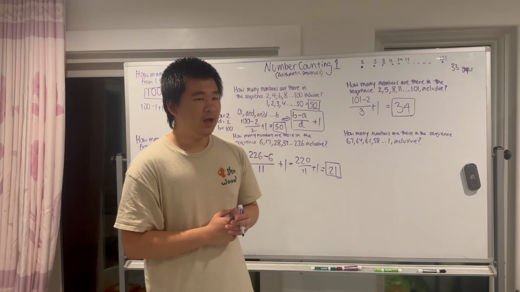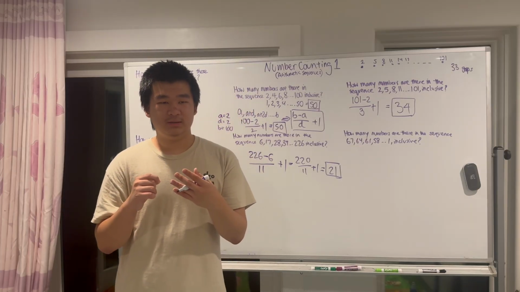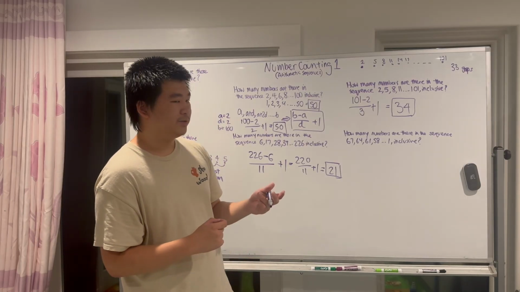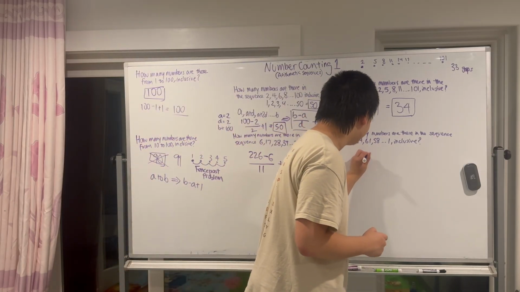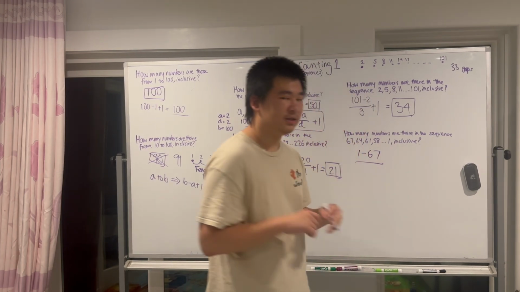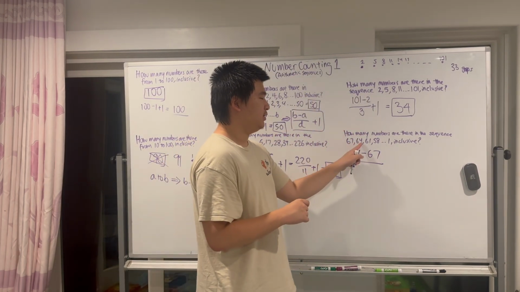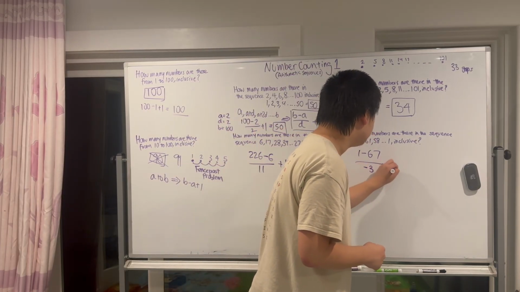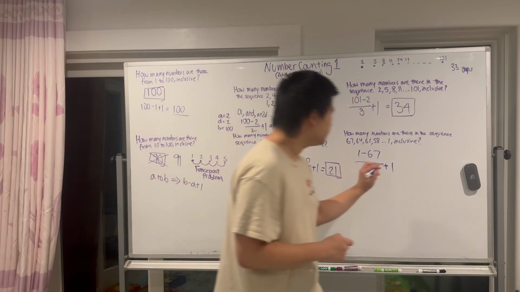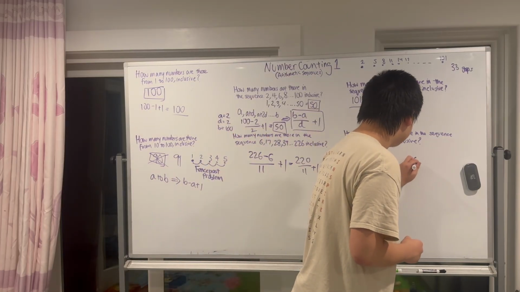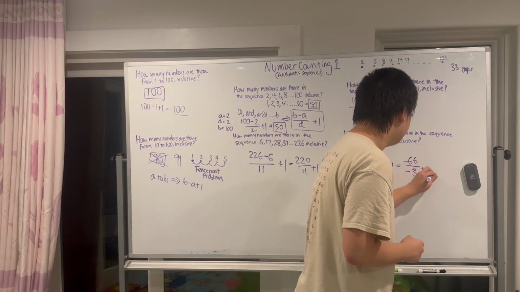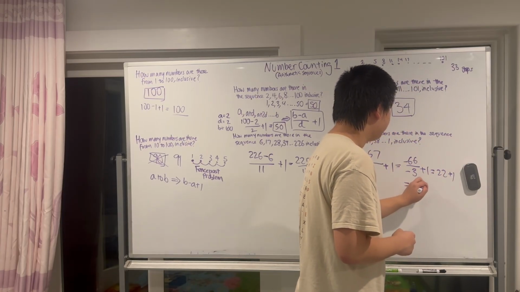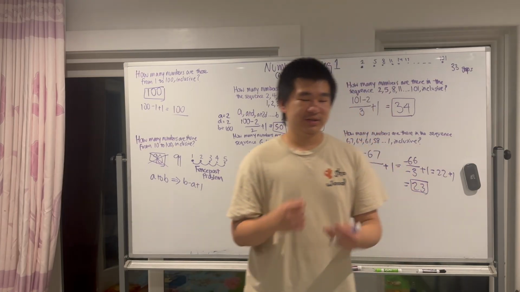Well, let's see. First of all, one thing we can do is just apply our formula. Let's see if our formula still works. Well, the formula tells us that the answer is last minus first over, now what's the common difference? The common difference is 64 minus 67, which is negative 3, then plus 1. That gives us negative 66 over negative 3 plus 1, which is equal to 22 plus 1, which is equal to 23. That is the correct answer.